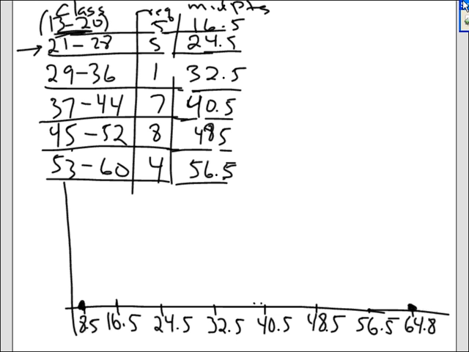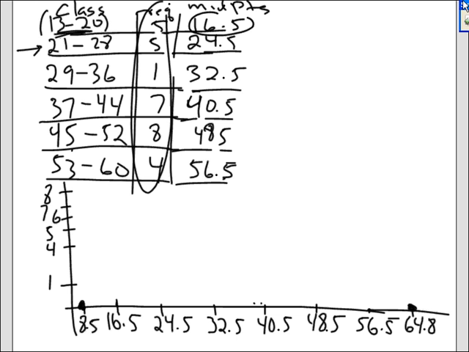Okay, the frequencies: 5, 5, 1, 7, the highest is 8. You have a 7, you have a 5, you also have a 6, you also have a 4. You don't put every number on the scale. And using the midpoint, you go to that frequency.